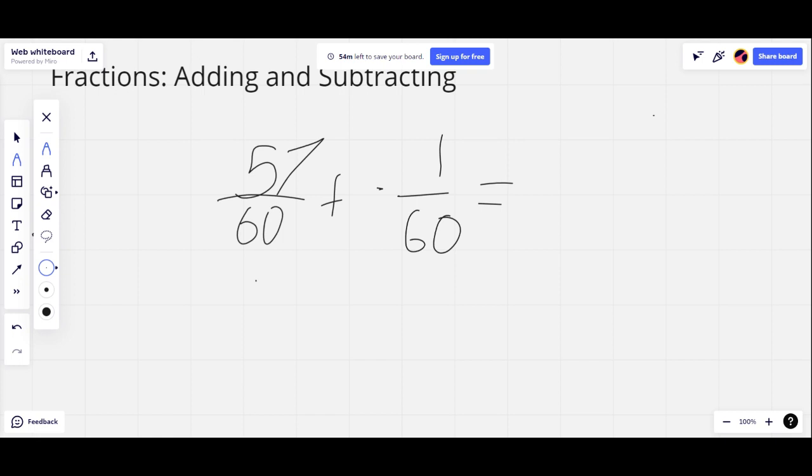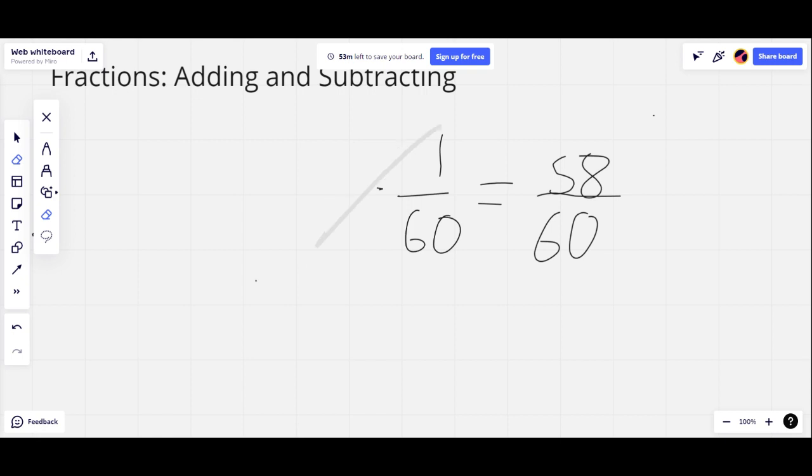Hopefully you managed to do the question by now and have paused the video. So the denominator is 60 and the numerator is 57 plus 1, so it's 58. Now let's look at its counterpart, subtraction in this form.